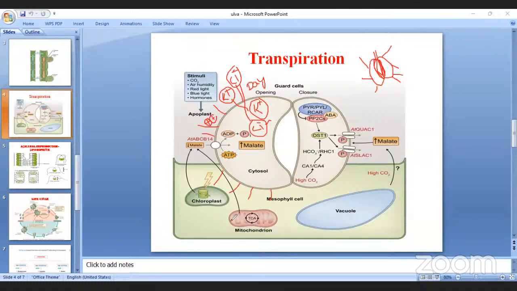From plus to, no, from minus to plus, sir. From guard cells to above plus. Leave it first. We will discuss later.